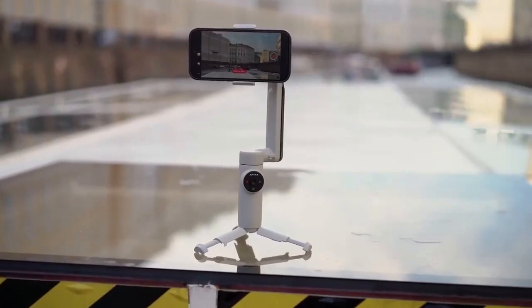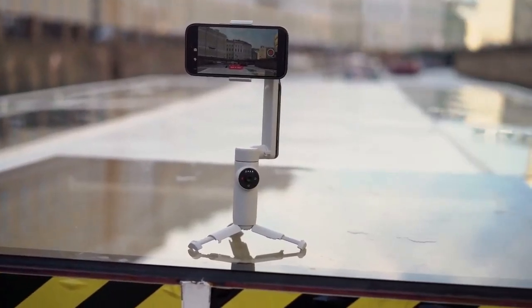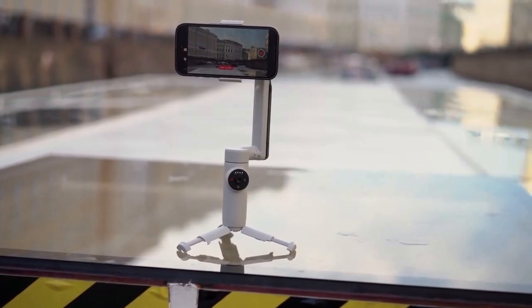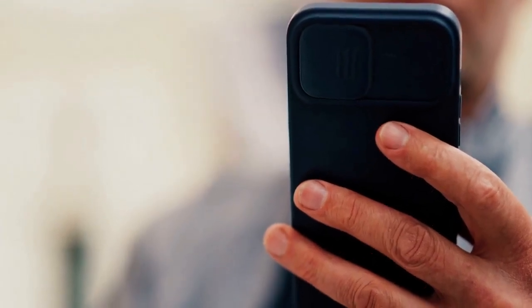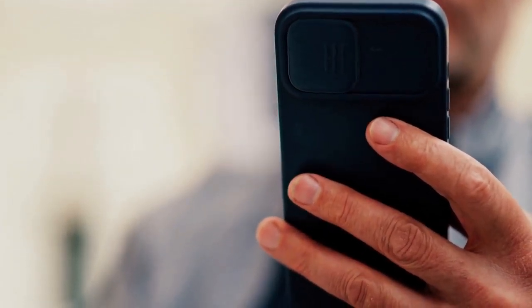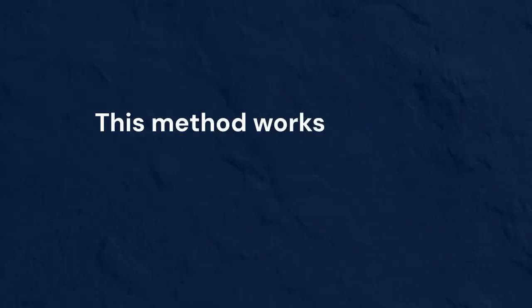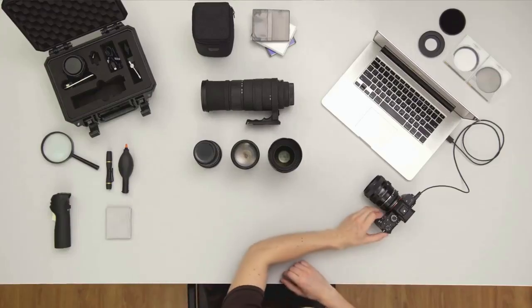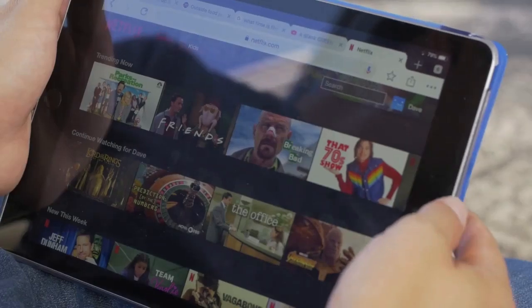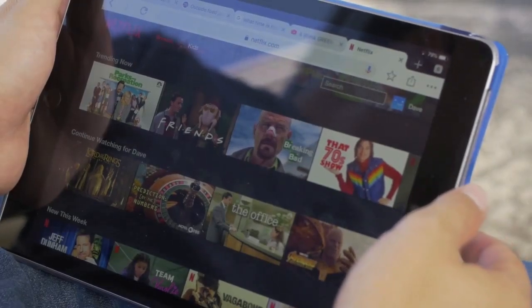Set up your recording device on a stable surface or a tripod, pointing it directly at your phone or tablet screen. Make sure you have good lighting to minimize glare and ensure a clear, crisp recording. This method works because the restricted app on your device has no way of knowing that an external camera is capturing its display, making it a foolproof solution for visual content.